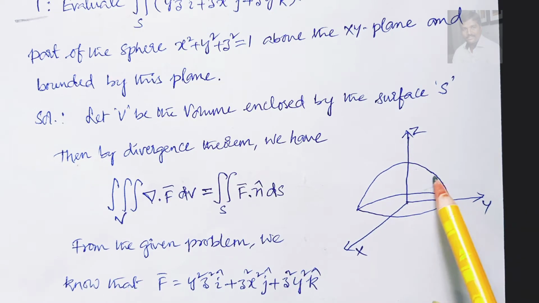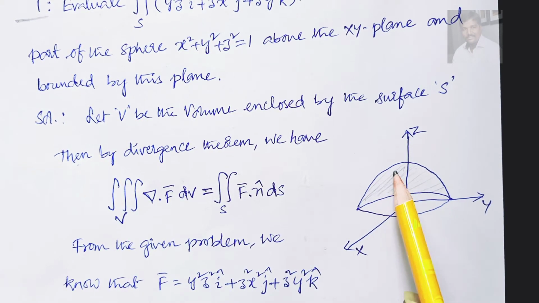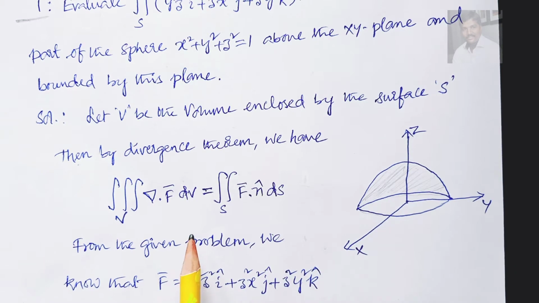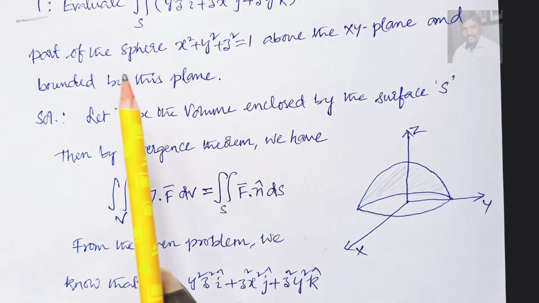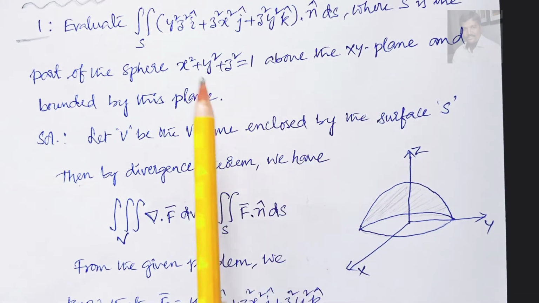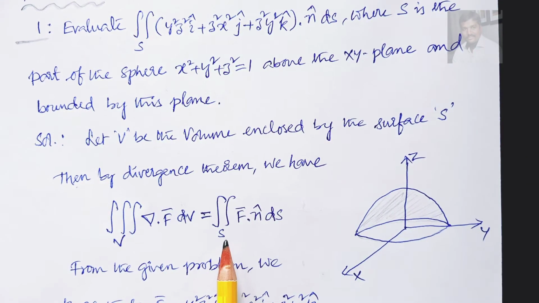Here this is the part of the sphere above the xy plane, bounded at the bottom by the xy plane. As you know, the projection of this hemisphere is nothing but the circle. Now we need to evaluate this by using the Gauss divergence theorem. They are asking to evaluate F bar dot n bar dS. From the divergence theorem we already have this equal to this, so we are going to use this to evaluate it.